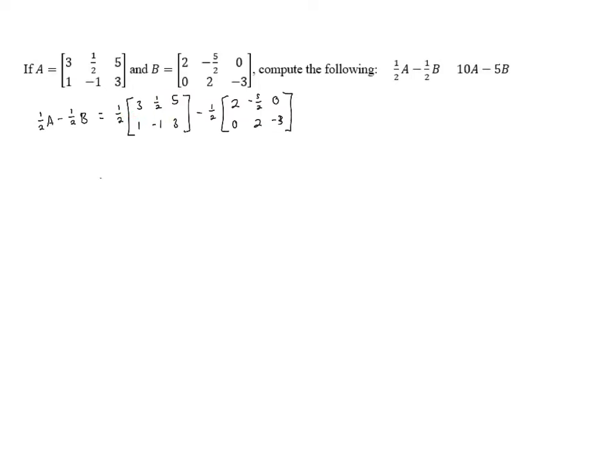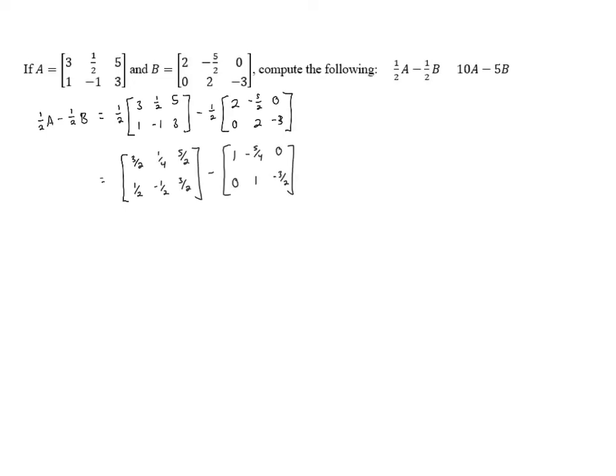So for this first one, 1/2 times 3 is 3/2. 1/2 times 1/2 is 1/4. 1/2 times 5 is 5/2. In the bottom, we get 1/2, -1/2, and 3/2. Then we have minus 1/2 times the second matrix. When we multiply each of those entries by 1/2, we get 1, -5/4, 0, 0, 1, and -3/2.